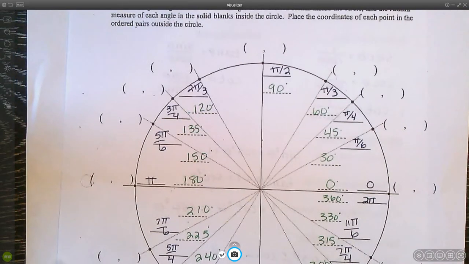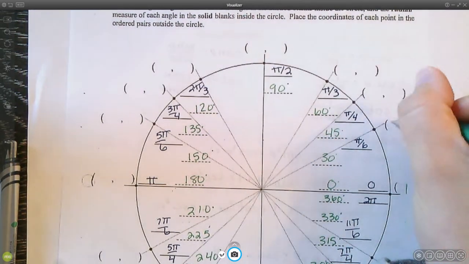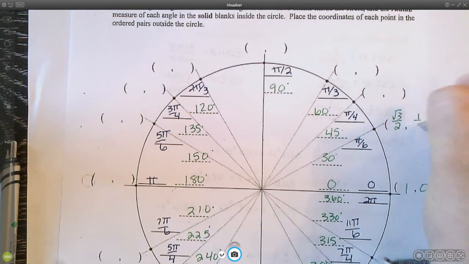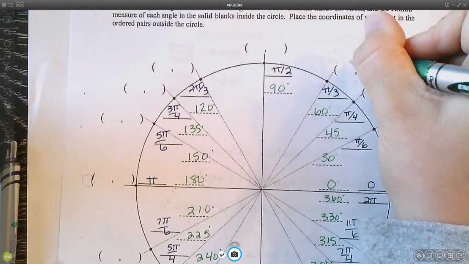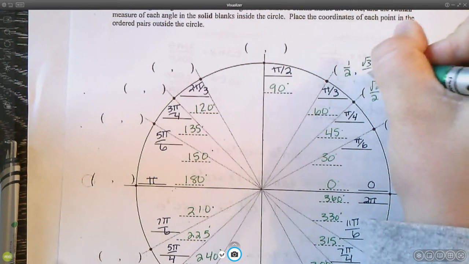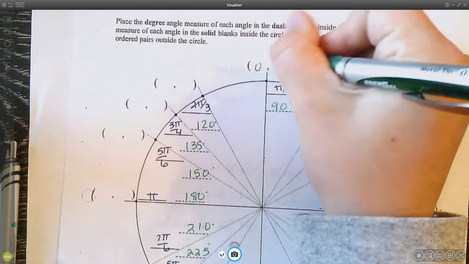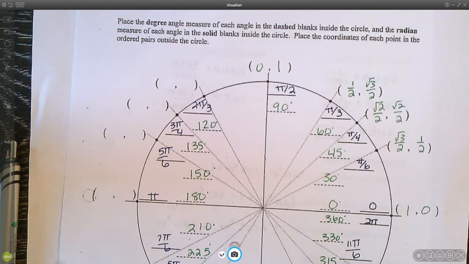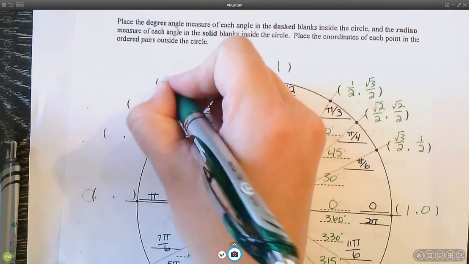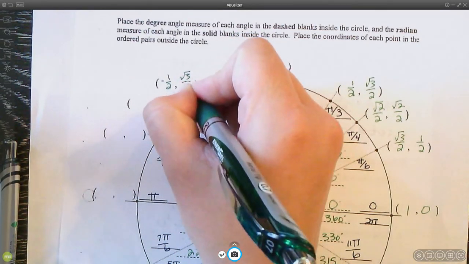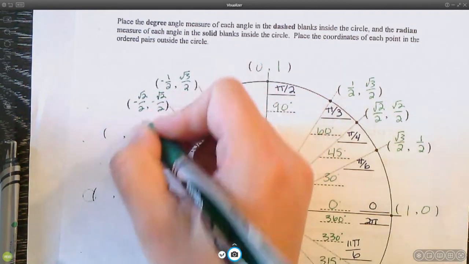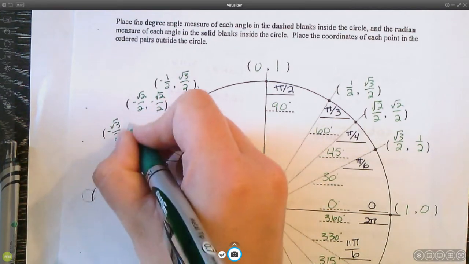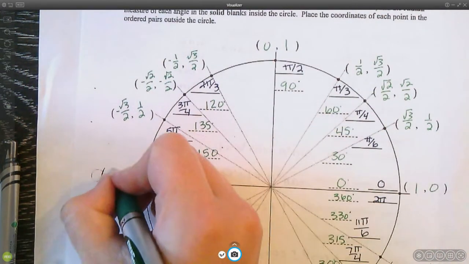Okay, now we'll go ahead and fill in the coordinate points. So we'll start with (1, 0), then (root 3 over 2, 1/2), (root 2 over 2, root 2 over 2), (1/2, root 3 over 2), (0, 1). So now on this one, all of the x's are going to be negative. So we have (negative 1/2, root 3 over 2), (negative root 2 over 2, root 2 over 2), (negative root 3 over 2, 1/2), (negative 1, 0).